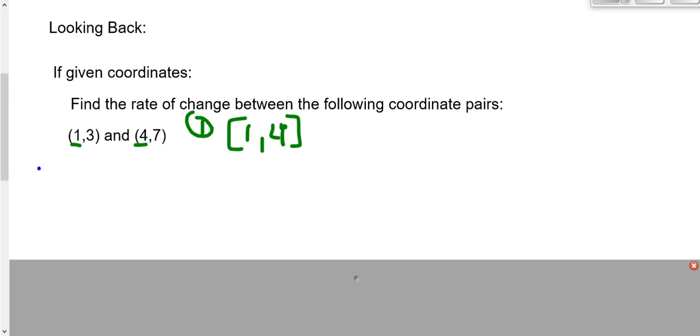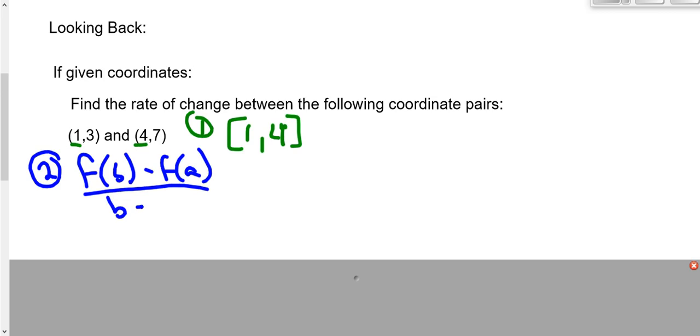The next step is to take a look at our function notation formula for rate of change, f of b minus f of a over b minus a, and turn that into a fraction with these actual values inside of it. So we know that the first x value in our interval is our a value, and the second one is b. So we can plug those into the bottom of this fraction really easily. That's always going to be our easiest part, just plugging in our b minus a.